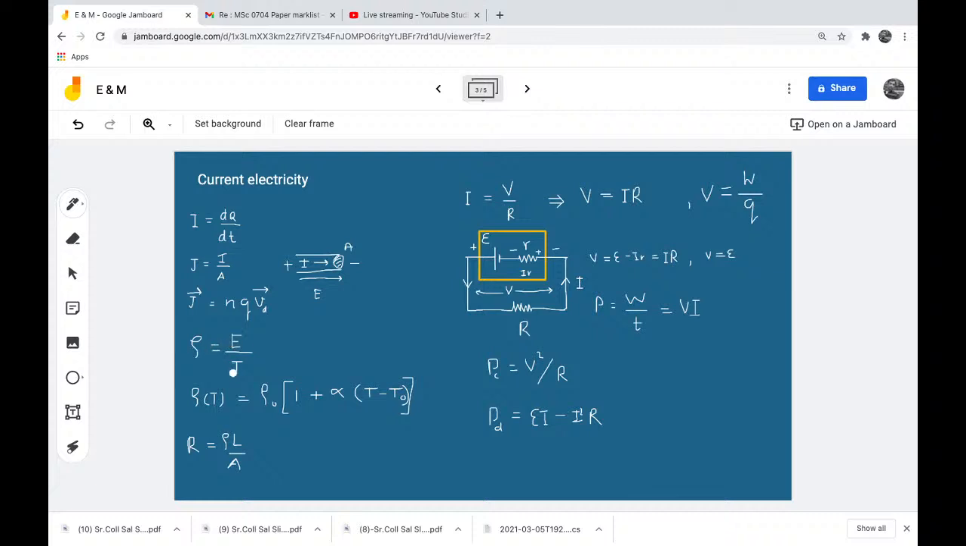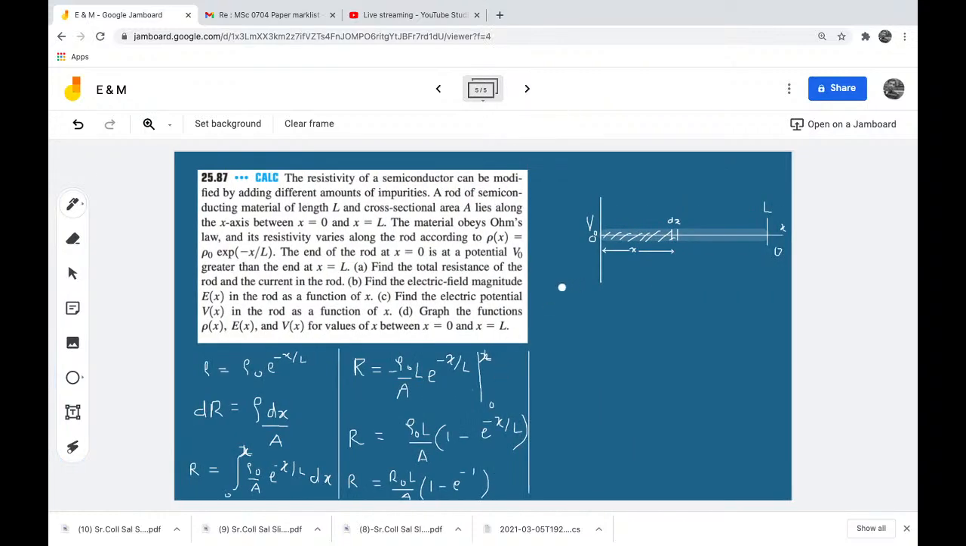Rho is E by J, so you will get E is equal to rho into J. So I can use that fact that E as a function of X, which I'm not writing actually, but that's what I mean. E as a function of X is nothing but rho into J. Rho is now also a function of X, and J. So if I put that, what is J?